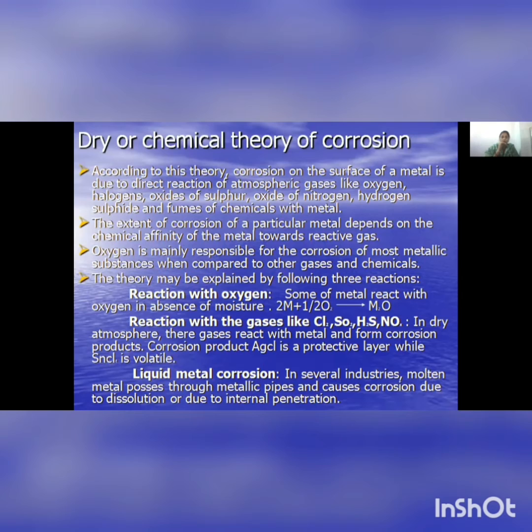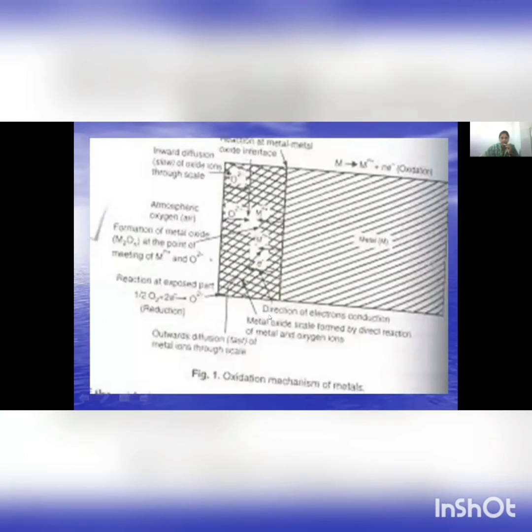But the outward diffusion of metal is generally much more rapid than the inward diffusion of oxygen, because the metal ion is very small compared to oxygen. That is the reaction mechanism in oxidation. And corrosion by other gases: we know that chlorine, sulfur dioxide, and H2S are gases involved in the atmosphere. It is one of the examples of dry or chemical corrosion.